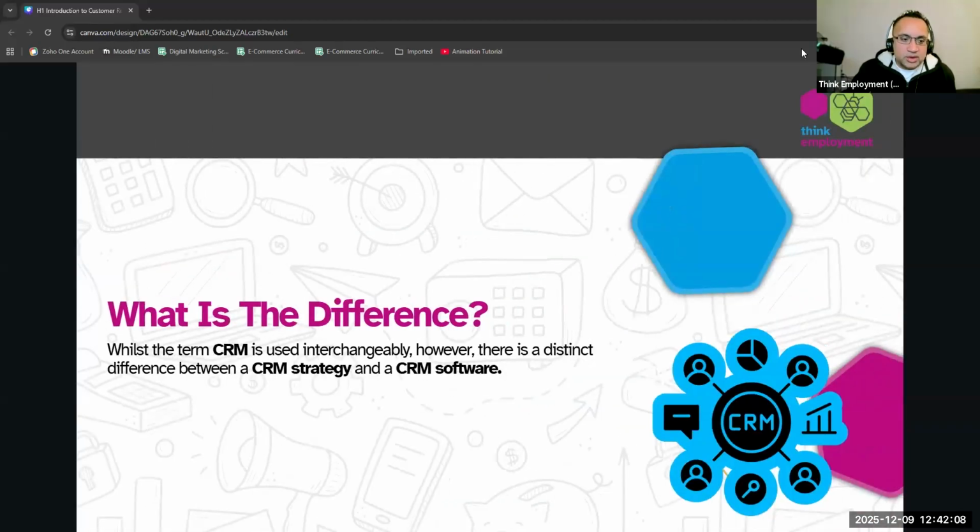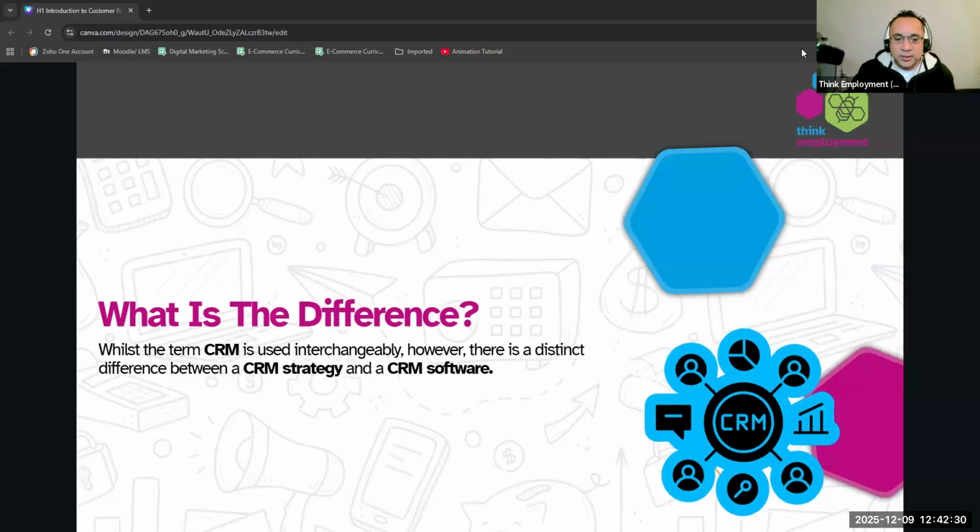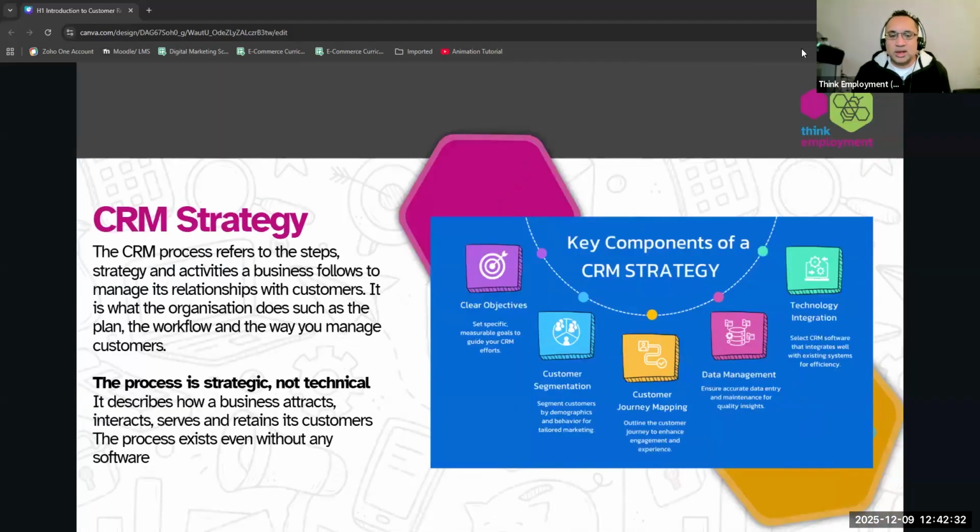So what is the difference? Whilst the term CRM is used interchangeably, there is a distinct difference between CRM strategy and CRM software. So the software itself needs to be customized, it needs to be changed, to suit your business. But the strategy we need to understand, because it's the strategy that you'll need to customize your CRM in the first place.